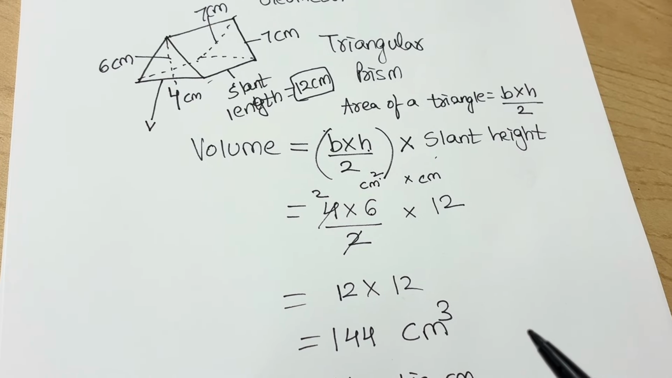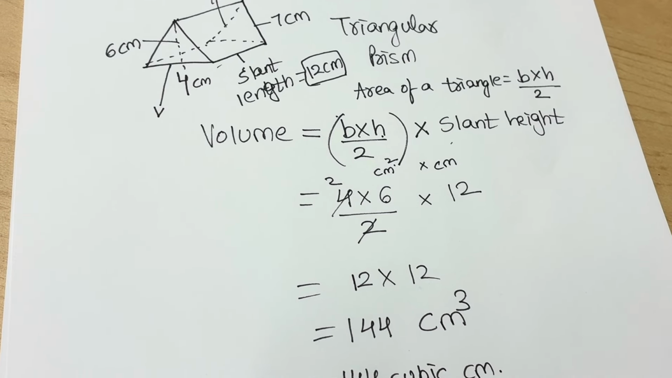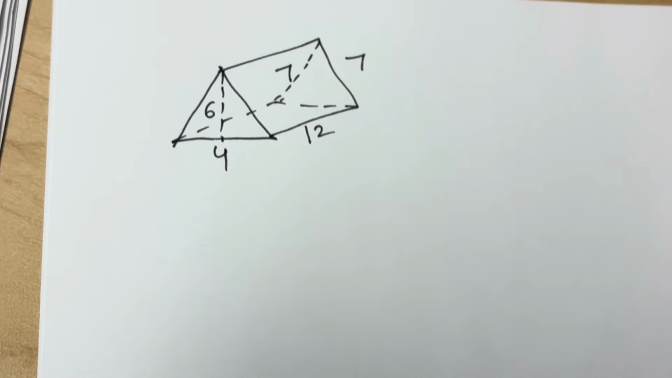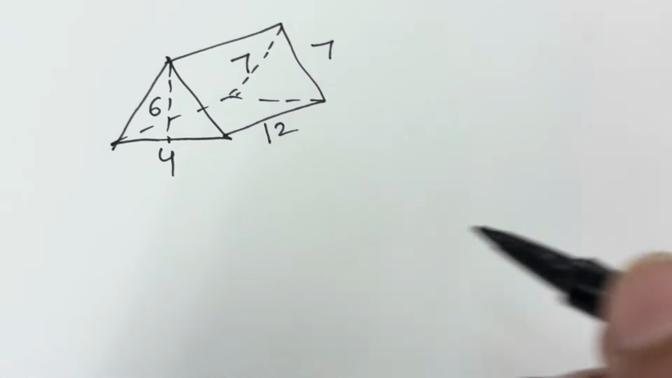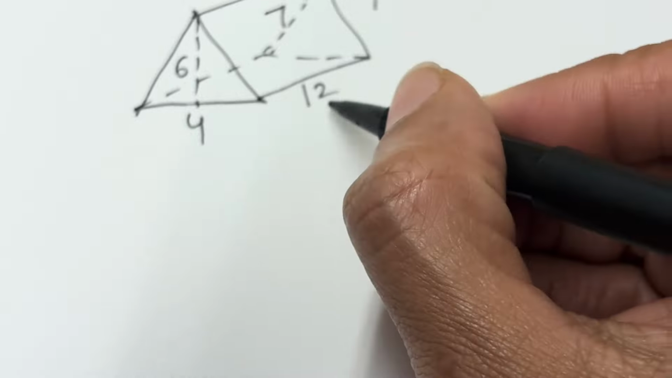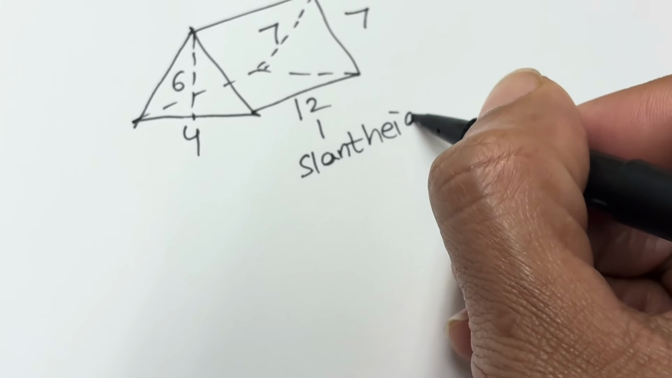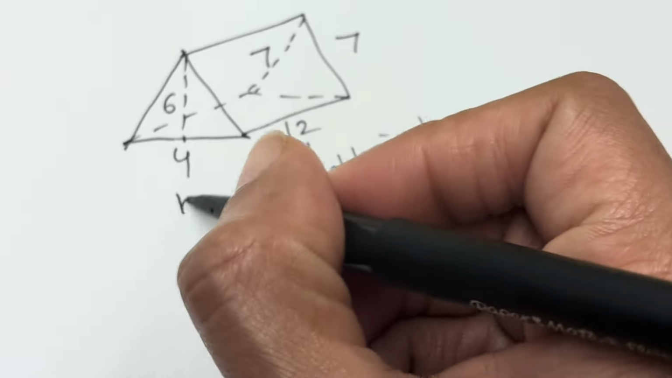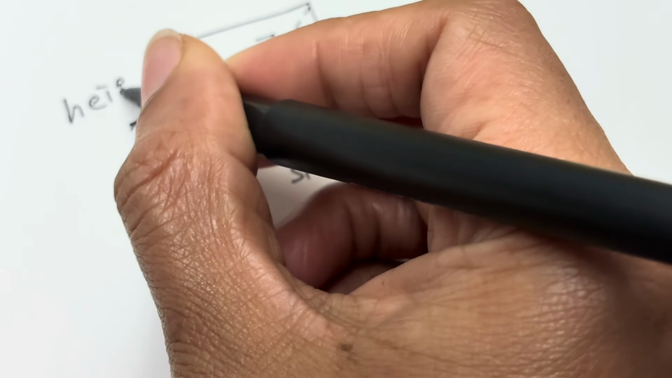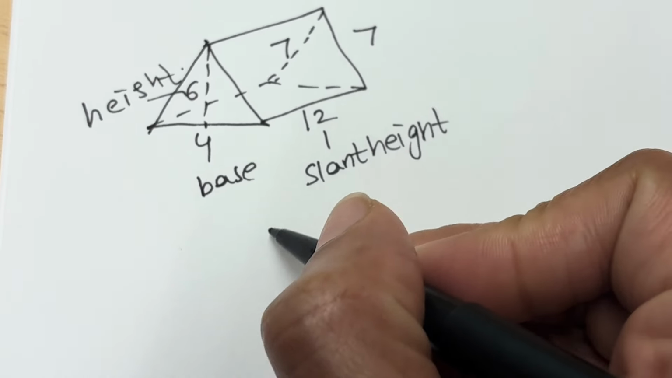And now let's calculate the surface area for this triangular prism. For calculating the surface area, I have redrawn my shape again here. So you can see this is the shape of the triangular prism, with this as my slant height, and this is the base of the triangle, and this is the height of the triangle. Okay, so now let's calculate the surface area.